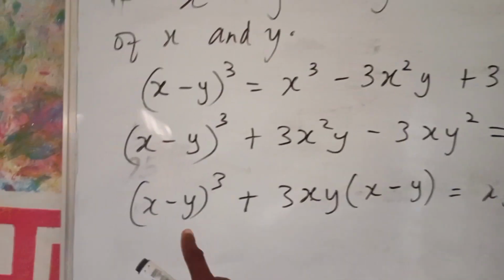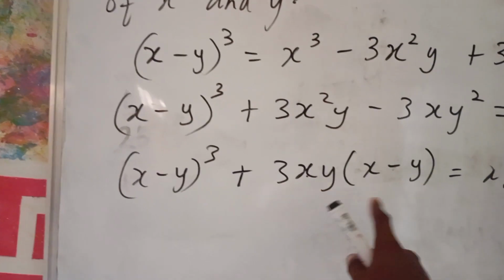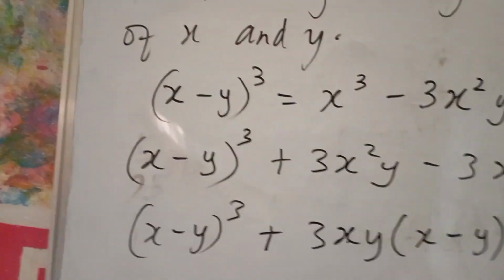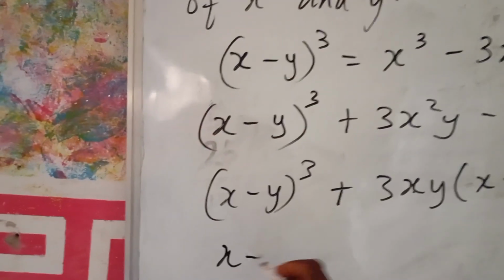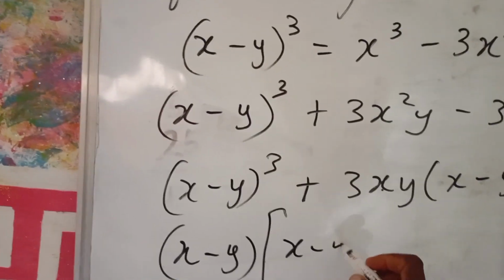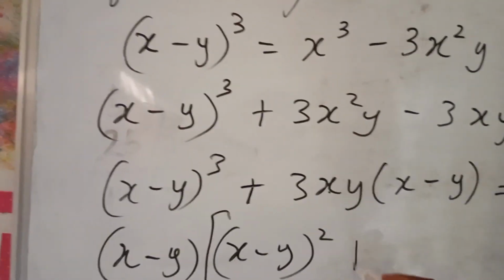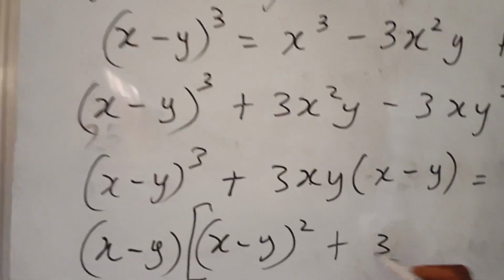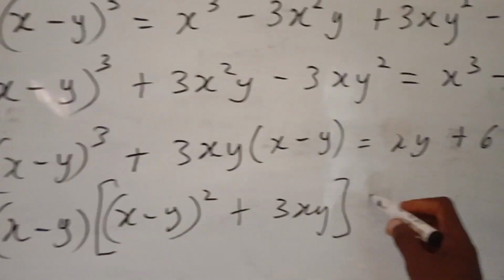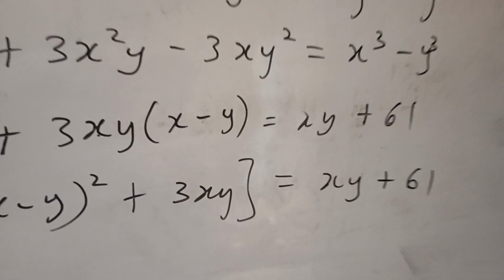Now on this other side, if you look at it, we have x minus y here and we have x minus y at this other point. So x minus y is common to these 2 points, so I'm going to factor that out. So I'm going to write x minus y out, and then what will remain here will now be (x minus y) to the power of 2, since we have factored out 1. And what will be left at this point would be 3xy, since we factor out x minus y. And on this other side, we still have xy plus 61.